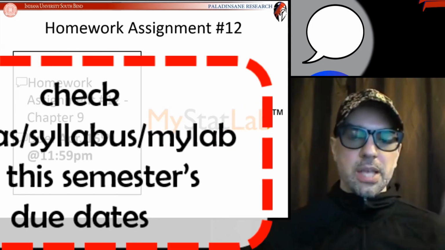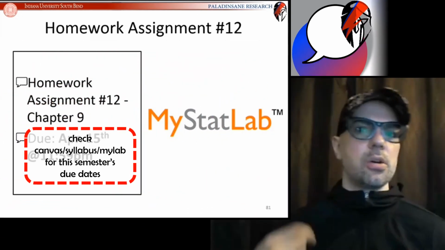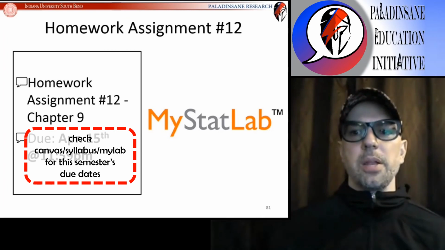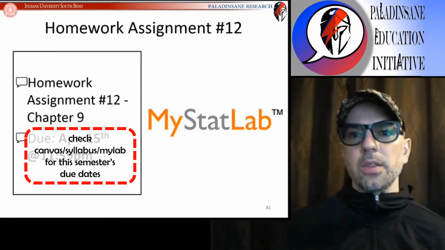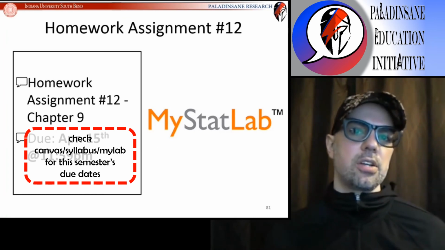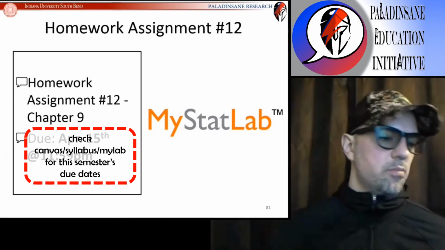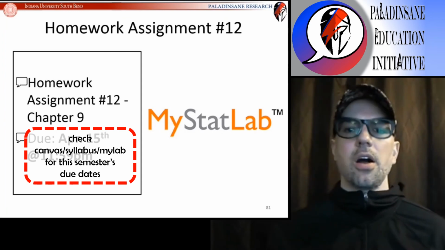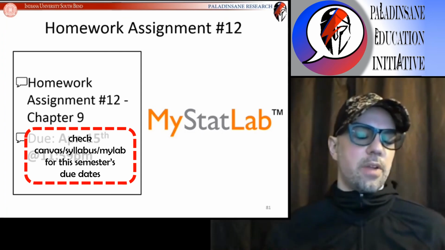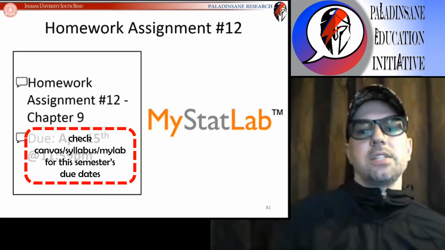And then finally, homework assignment number 12 on chapter 9. You are ready to go for the independent means t-test homework, and that's going to be due April 15th by midnight. So make sure that you have that on your schedule, get your practice in, get your homework done, and learn all about how to do this very useful, very often used in psychology t-test.